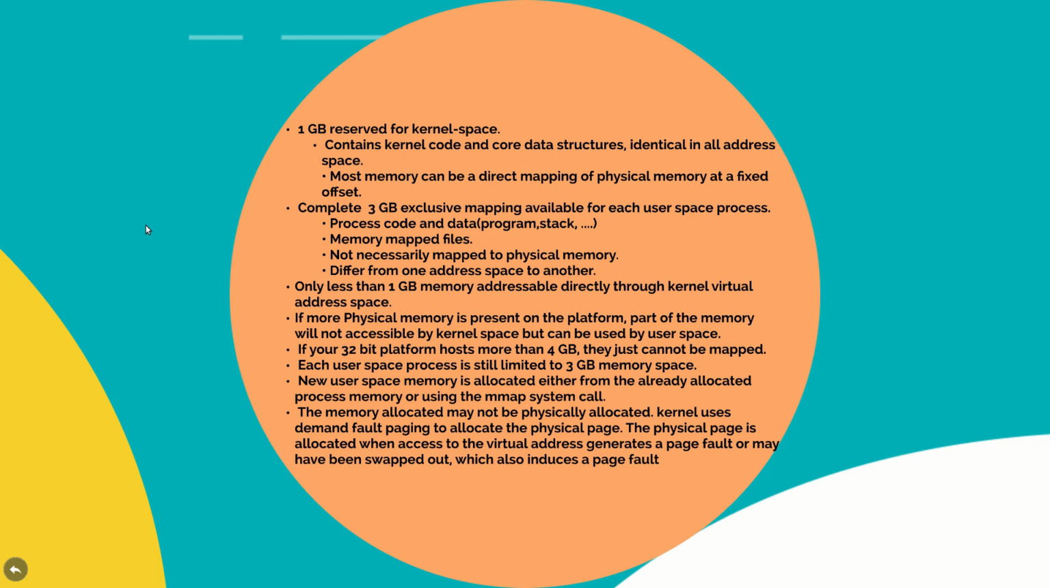The memory allocated may not be physically allocated, and the kernel uses demand fault paging to allocate the physical page. The physical page is allocated when access to the virtual address generates a page fault, or it may have just been swapped out, which also includes a page fault. So when you request a particular page that is in the RAM, it will come out and execute, or it will be swapped out, and all this stuff.